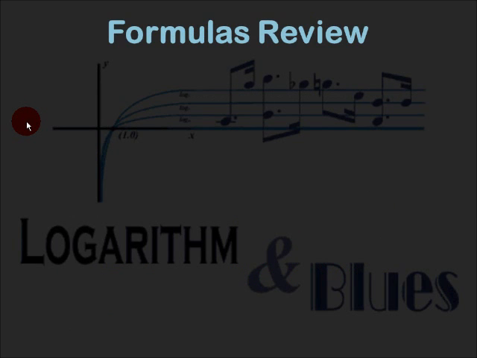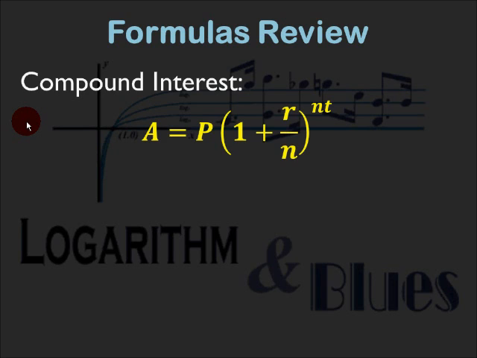All right, let's review the three formulas we learned today. We have the compound interest formula. A equals P times 1 plus R over N to the NT power. A is the amount you're going to end up with, P is the amount you start with, R is the rate of interest as a decimal, N is the number of times interest is compounded per year, T is the number of years. T stands for time, N stands for number, R stands for rate.